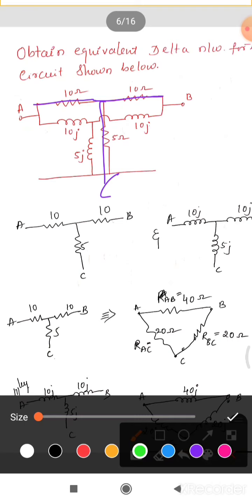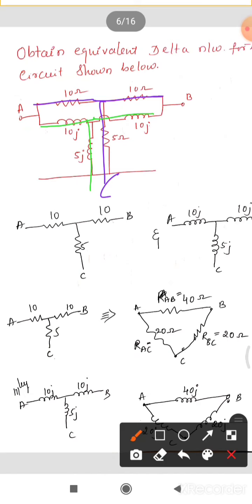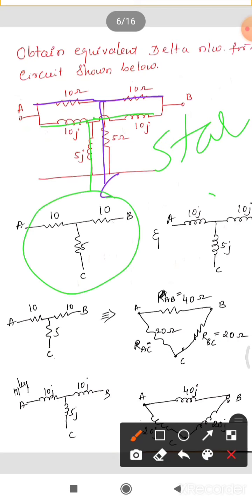Another one is between those three terminals only: 10j and 5j ohm impedances. So there are two star connected circuits we have. Take them separately and convert each one into a delta.